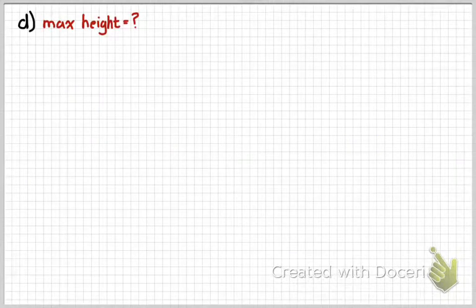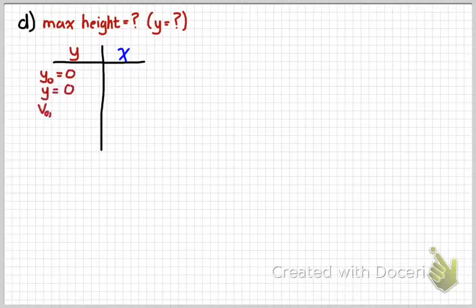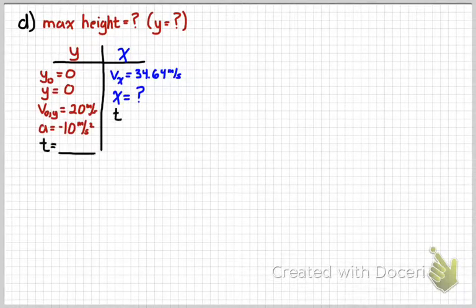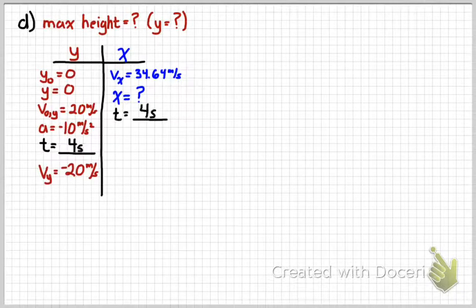Part D of this question wants us to find the maximum height. So y is my question mark. Kind of bring over the table that we just started with, essentially copying it from the last slide, and then taking out the things that have changed. So my initial position in the vertical direction will still be 0. My initial velocity will still be 20. My acceleration will be negative 10 still. And my Vx will still be 34.64 meters per second. But all those other things are going to change.